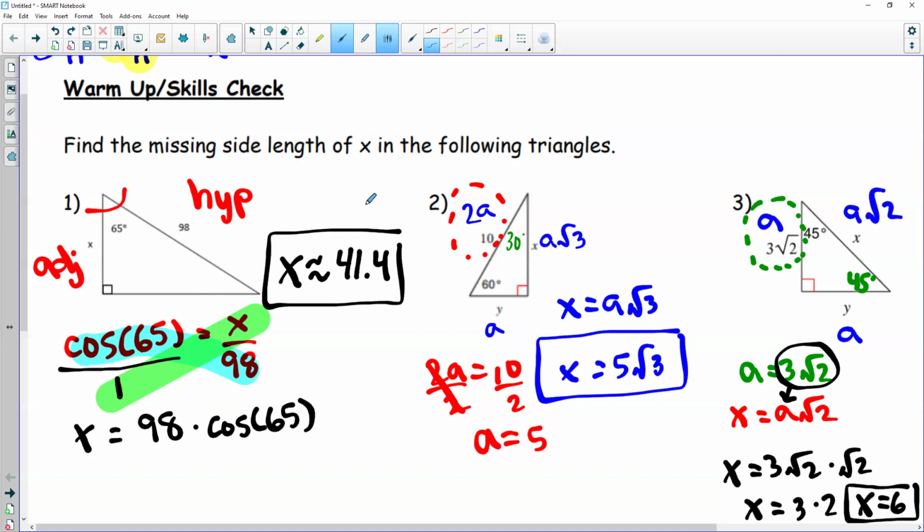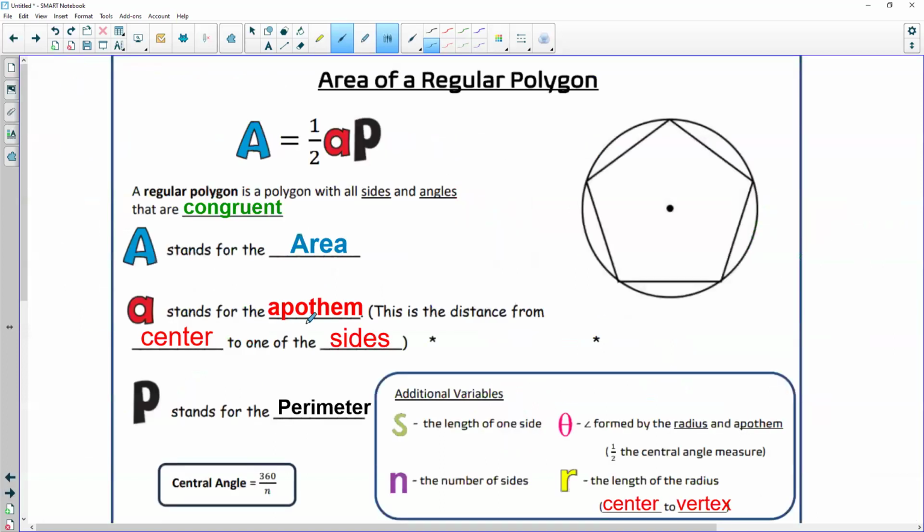Find some missing side lengths of a triangle in order for us to find our area for today. So with that being said, let's go ahead and dive into the area of regular polygons. There's a lot of information here on this slide. I'm going to do my best to explain everything step by step. So we're looking at the area of a regular polygon today.